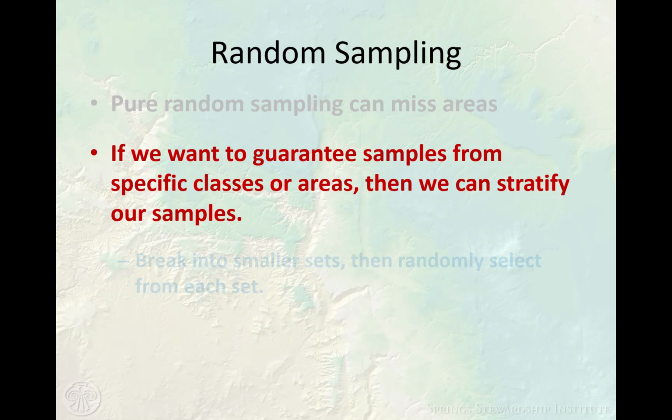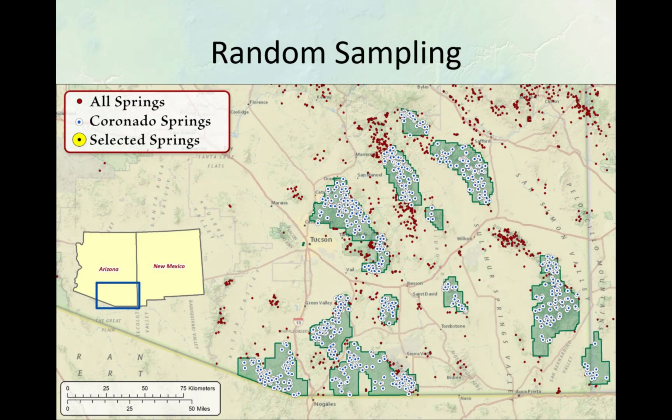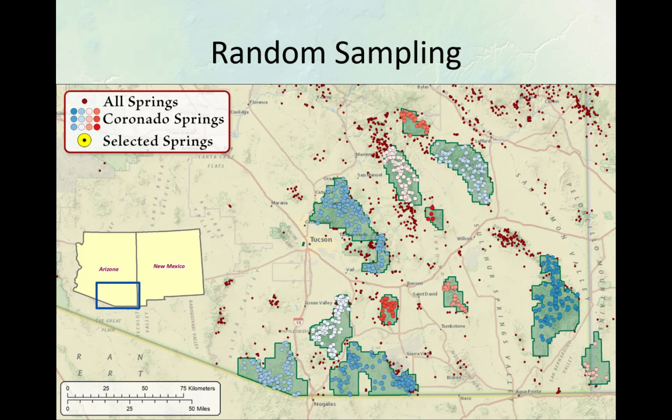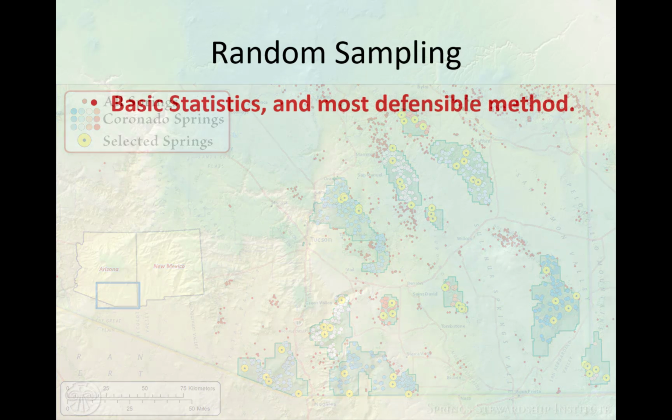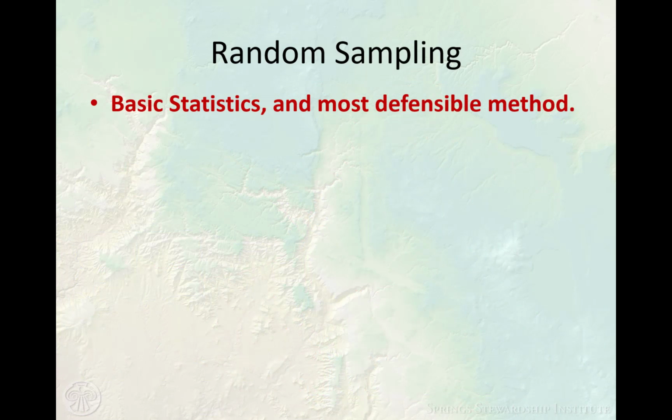This just means to split up our initial population of springs into smaller subsets, and then we just randomly select a specific number of springs from each subset. So if our goal is to select from each mountain range, then we could split the Coronado Springs into groups based on their range. Then we pick a random sample from each group separately. So this method guarantees that we sample from each mountain range and still gives us a reasonable amount of power to extrapolate what we learned to all springs in the Coronado. So random sampling is basic statistics and generally the most defensible method to select springs to survey.